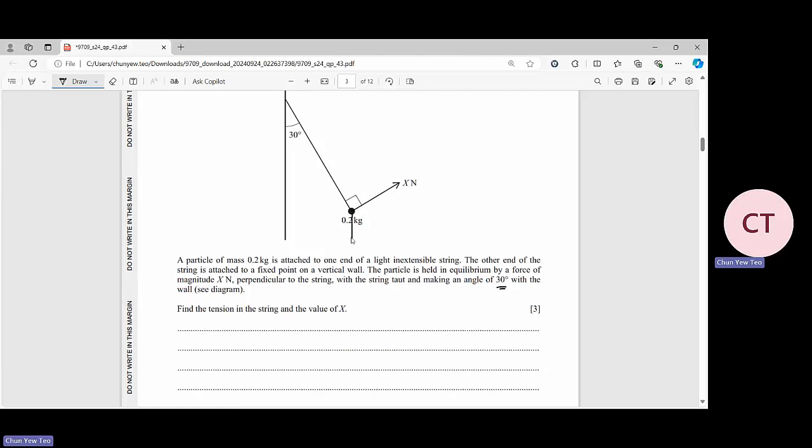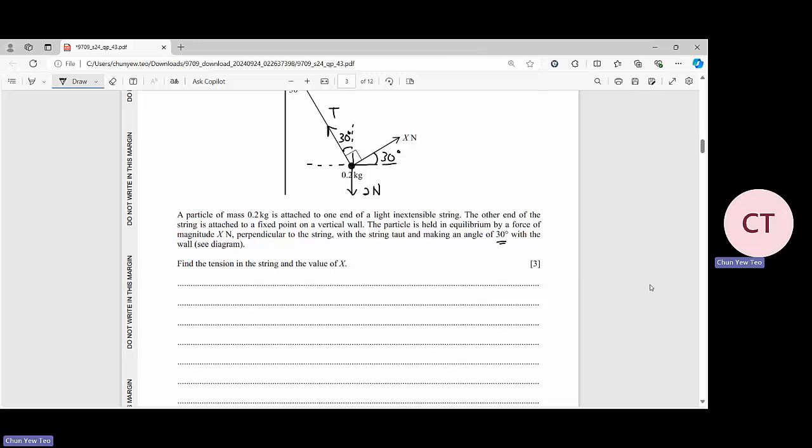So over here, this will be your weight, it will be 2 Newtons. This will be your tension. And this is a 30 degree angle. This is also 30 degree. So first of all, if we have this diagram with us, it will be easier for us to find the answer. So first of all, from the diagram, we resolve the forces vertically.